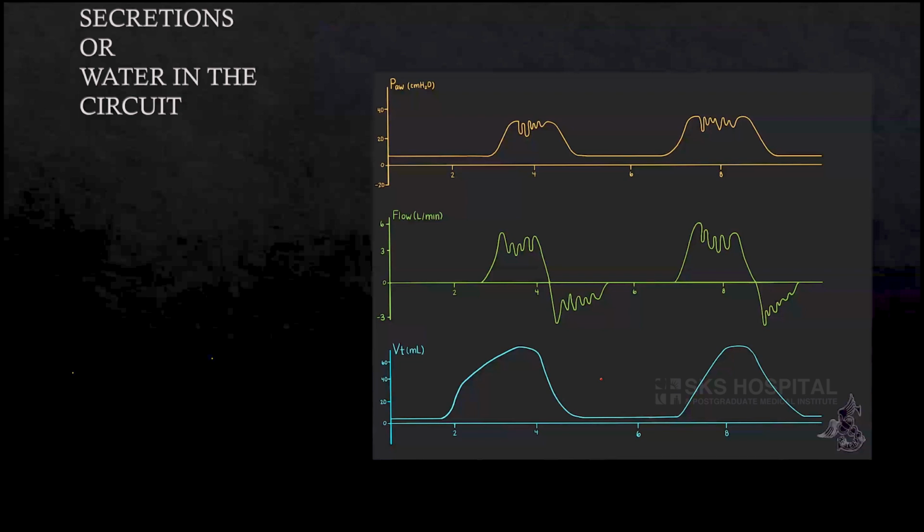The other problem that can be picked up by looking at the flow time scalar is the presence of secretions or water in the circuit, which often shows as a sawtoothed appearance in the flow time curve, particularly in the expiratory limb. But if there is a lot, you can even see it in the inspiratory part of the flow time curve. As you can see, it is a sawtooth, irregular pattern in the expiratory limb.